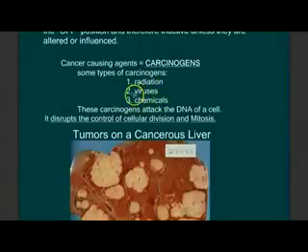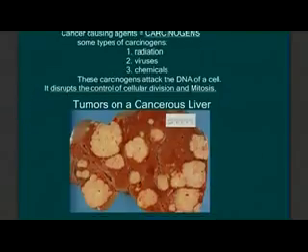Viruses we know can be cancer-causing. They can switch on oncogenes, and certainly many various chemicals can act as carcinogens. They attack and damage the DNA of the cell, which disrupts this control of cellular division and mitosis. And this is a picture of tumors on a cancerous liver.